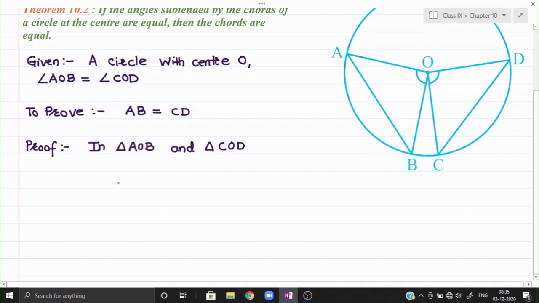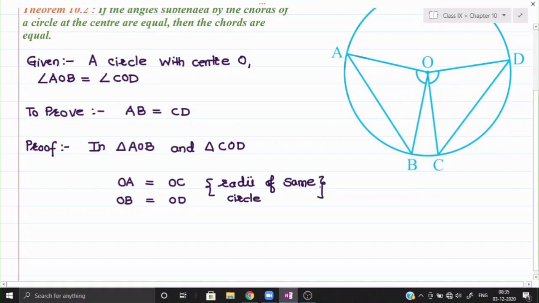First you see here also we can say that OA is equal to OC and OB is equal to OD. Okay, that again we have equal here. So we can write down the reason: radii of same circle. Okay, now these two sides we got in the two triangles.